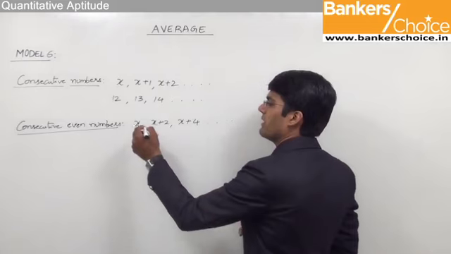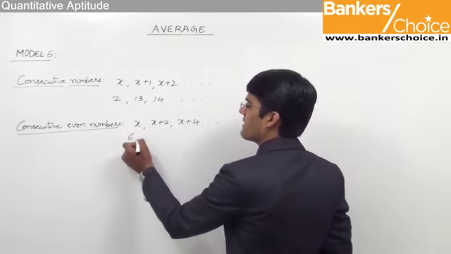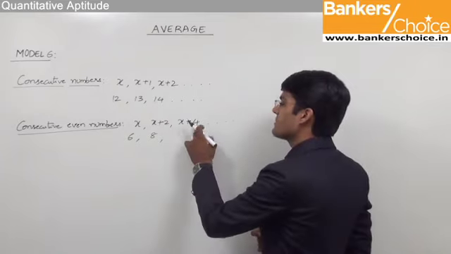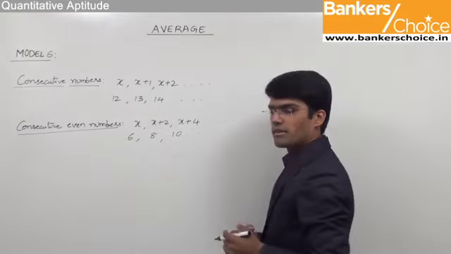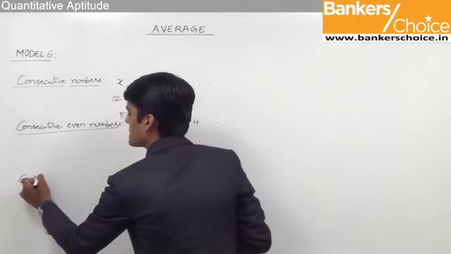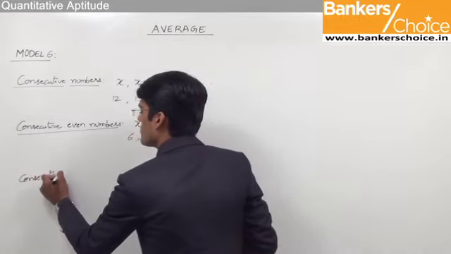Let us take an example. Let us assume x is equal to 6. So the next number will be 6 plus 2, that is 8. Then we have 6 plus 4, 10 and so on. And the last point here is consecutive odd numbers.